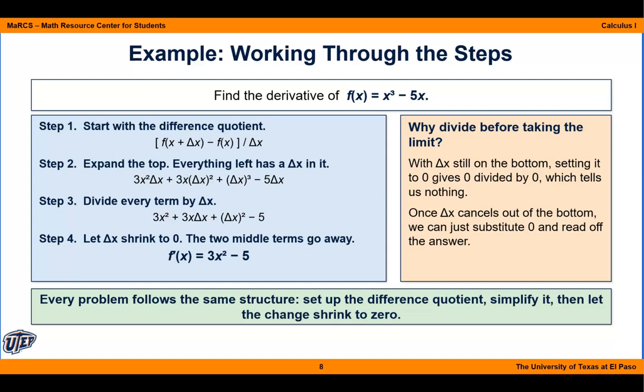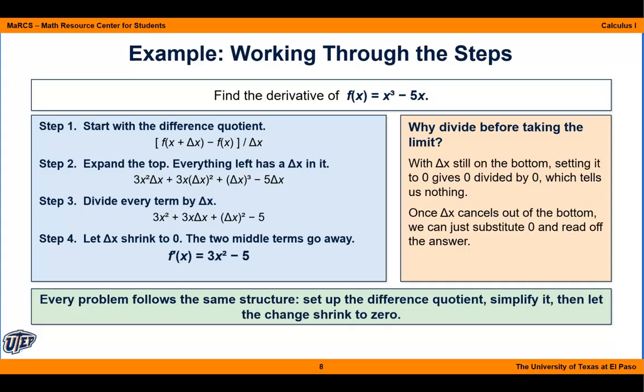Let's work through the steps. Let's use the limit definition to find the derivative of the cubic function f of x equals x cubed minus 5x. Begin with the difference quotient. After expanding and subtracting the original function, every remaining term in the numerator contains a factor of delta x. Divide every term by delta x before taking the limit. If we substitute 0 too early, we obtain 0 over 0. As we learned in chapter 1, that is a signal to simplify. It is not an answer.